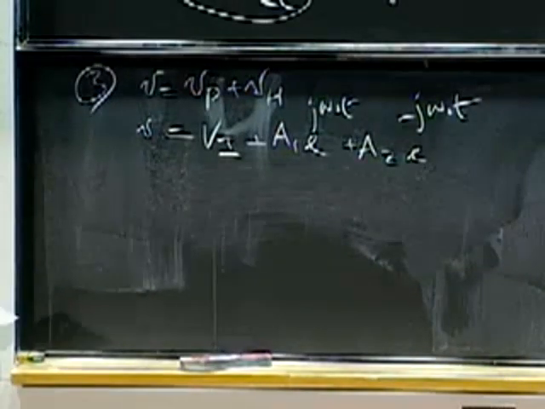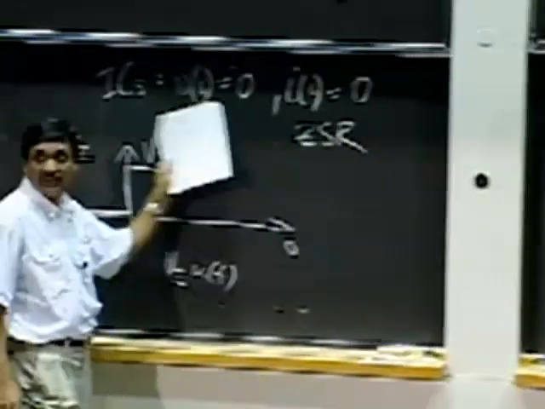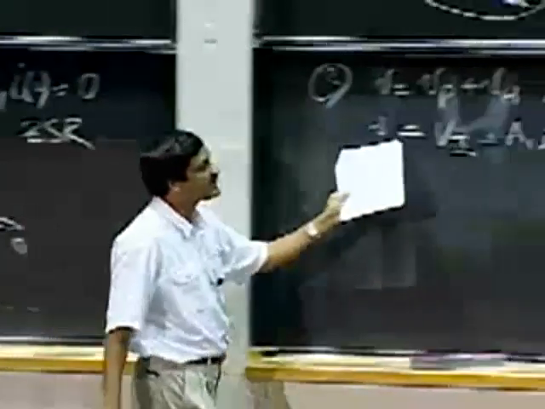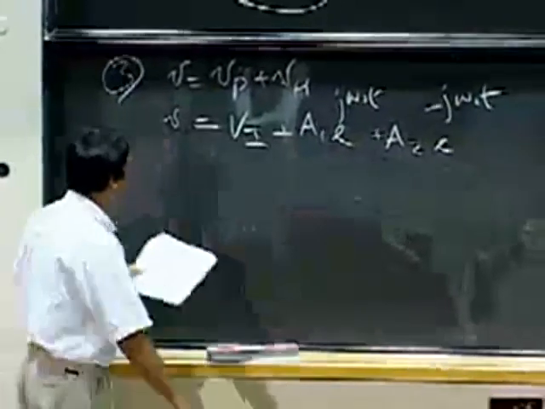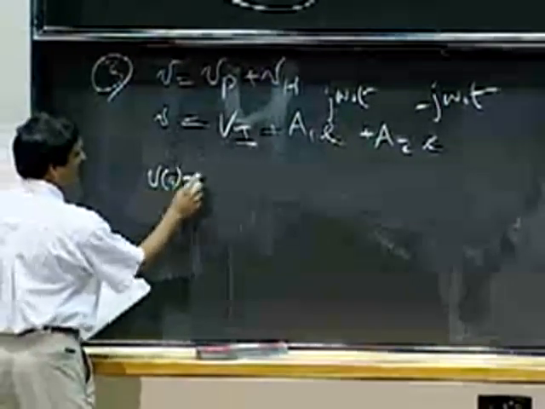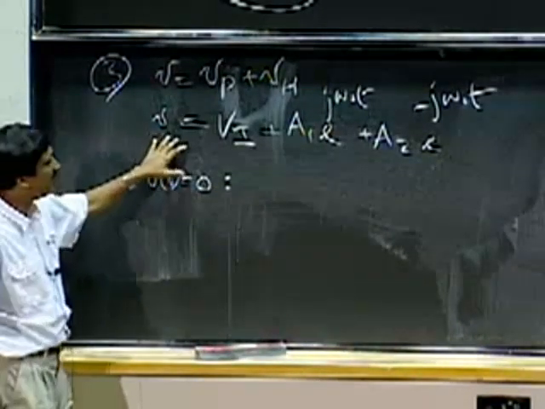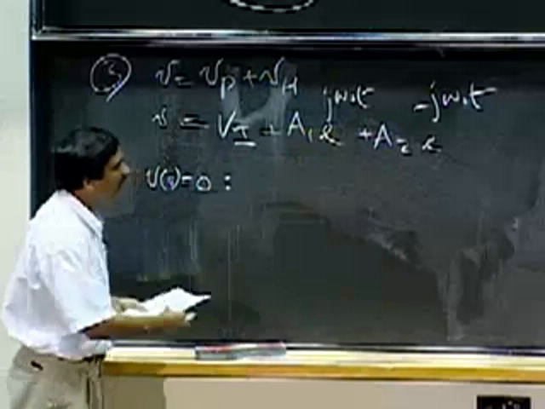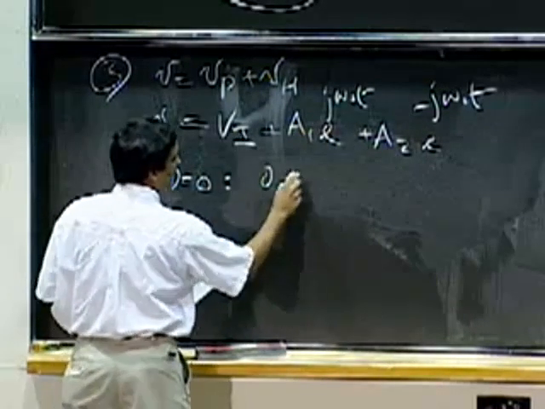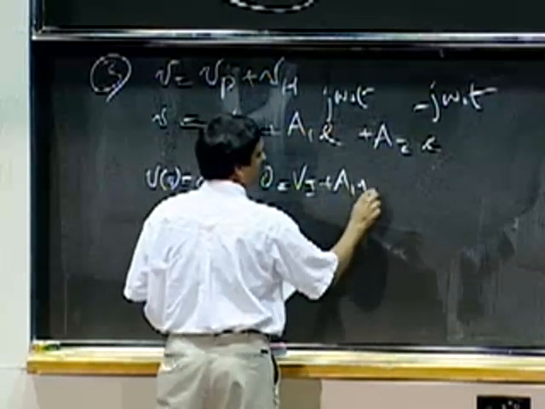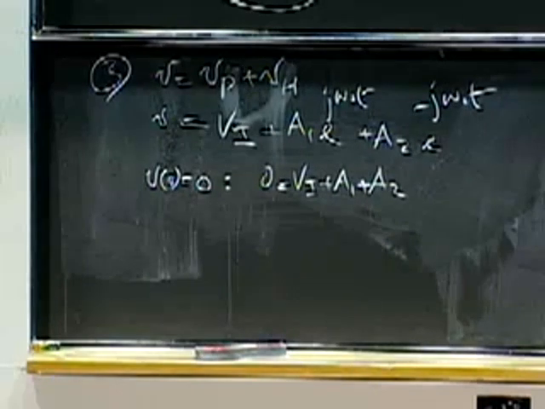So to find the constants from the initial conditions, let's start with my voltage being 0 to begin with. This equation governs the characteristics of V, so I need to find the initial conditions. First of all, I know that V of 0 equals 0. So from there, I substitute t equal to 0, and so this goes to 1, this goes to 1. I end up getting 0 equals Vi plus A1 plus A2. That's my first expression.